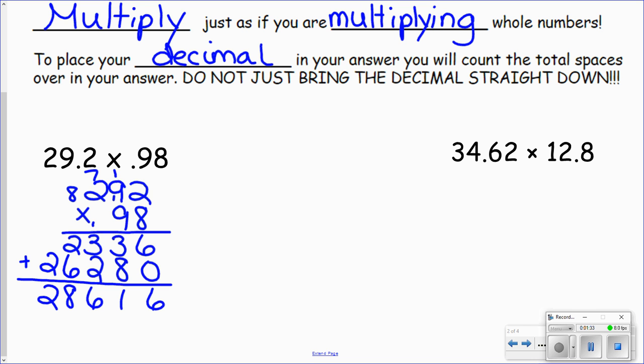Now to place the decimal. I look up in both of the numbers that I'm multiplying together, and I count how many decimal places they are. 1, 2, 3. I'm going to go over starting from the right 3 places. 1, 2, 3.